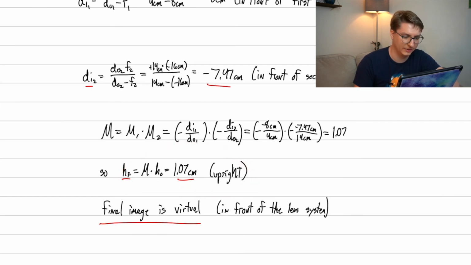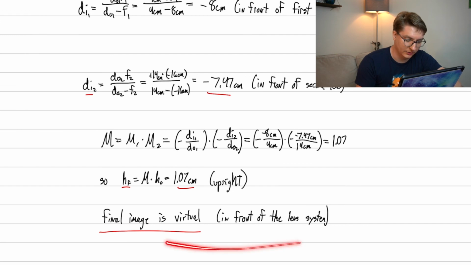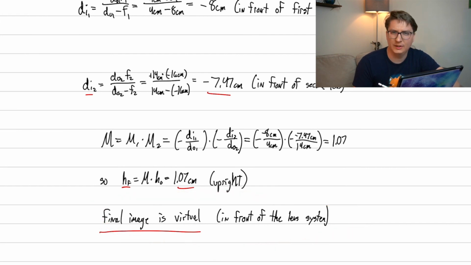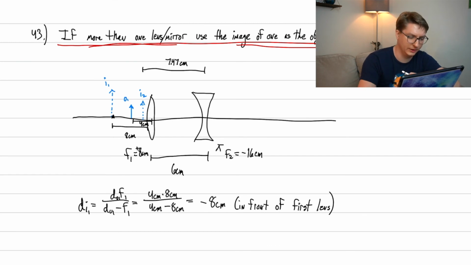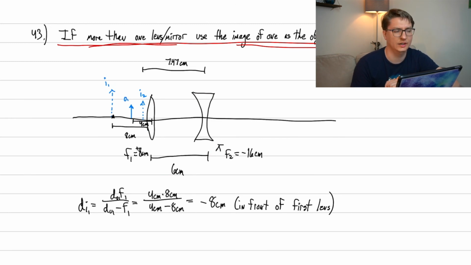And we're given that the height is 1 centimeter. So the final image has to be virtual. It's in front of this lens system. Again, we have some weird stuff going on here. We have 2 lenses, but the only way we can make an image that's in front of the lenses is to maybe have it be virtual.